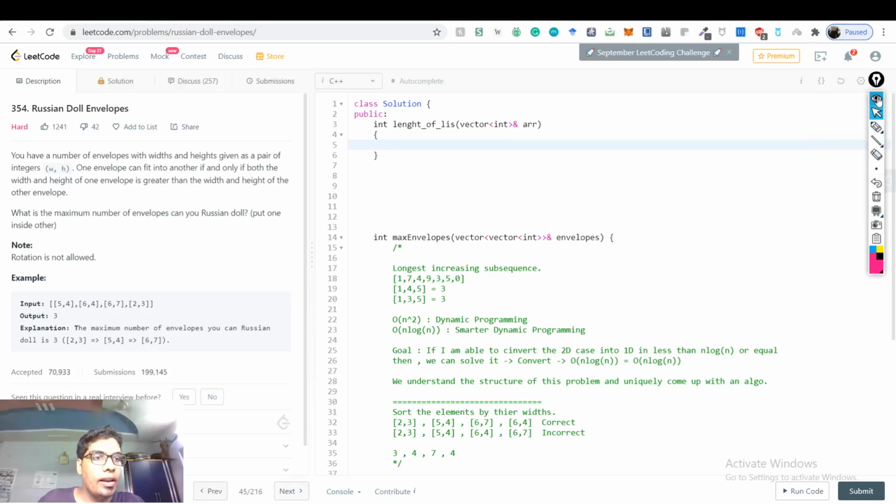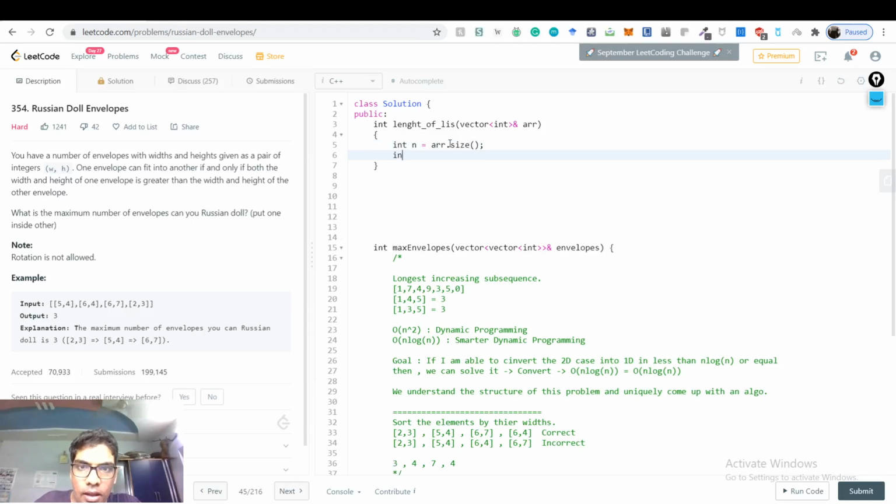So let's quickly write this program down. That is how you do it. That's how you guarantee n log n. So this is int n, that will be like array dot size. We have a DP array, let's say vector of int DP.